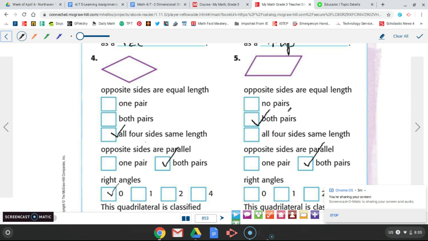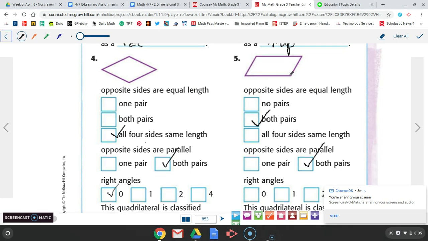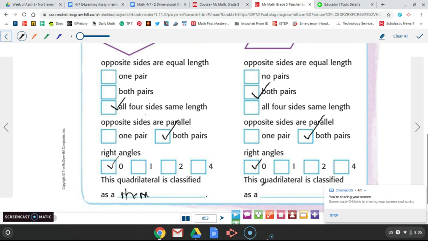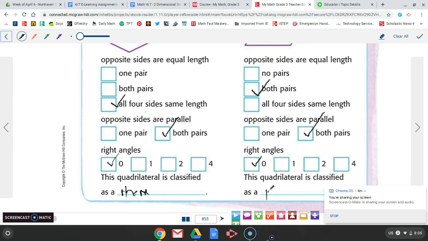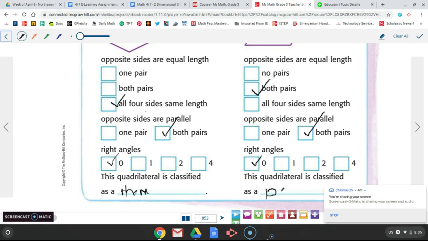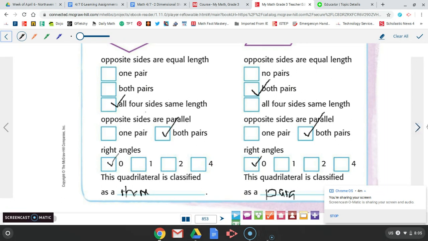Right angles, I don't see any square corners. So that means there are 0 right angles. So that would mean this quadrilateral is classified as a parallelogram. So if it has 2 pairs of opposite sides that are equal and parallel, it doesn't have to have right angles, then it's called a parallelogram.